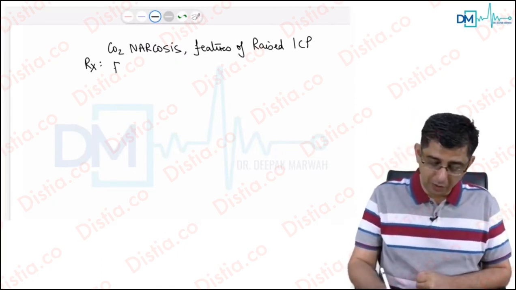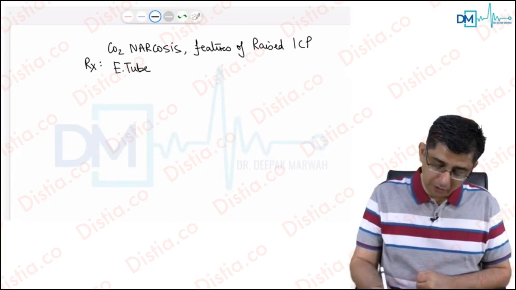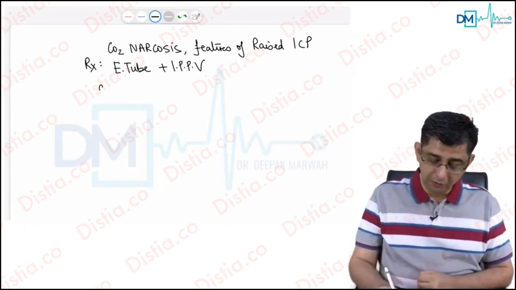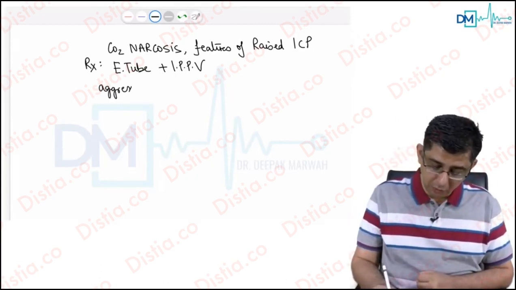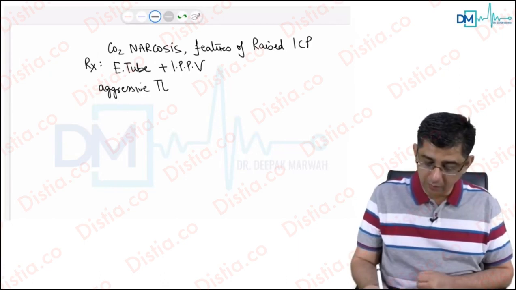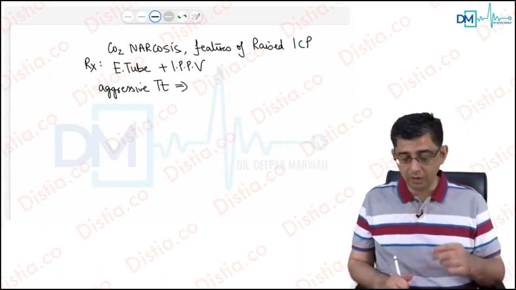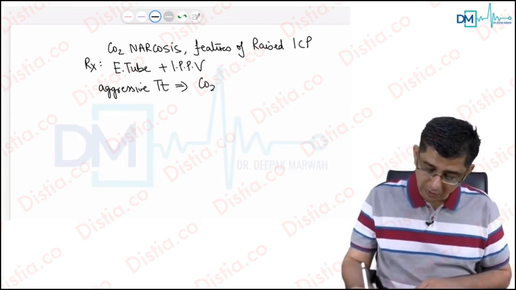For treatment of this patient, elective intubation and positive pressure ventilation will be recommended so that I can kick out the carbon dioxide and save the problems of the patient. Aggressive treatment should never be done, because if you do aggressive treatment, like I have taught in metabolic acidosis, don't aggressively treat the patient. Here I am saying aggressive treatment will cause a carbon dioxide washout.